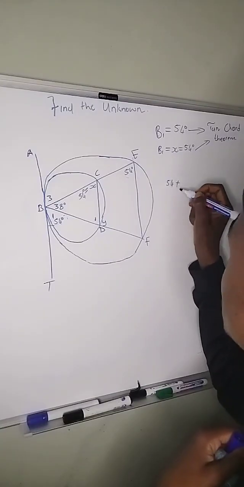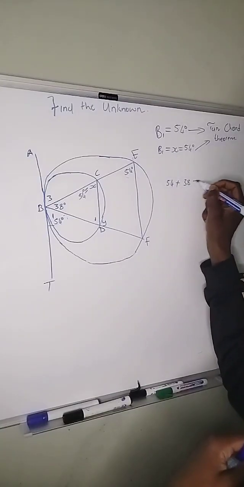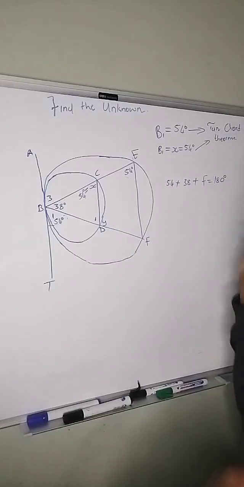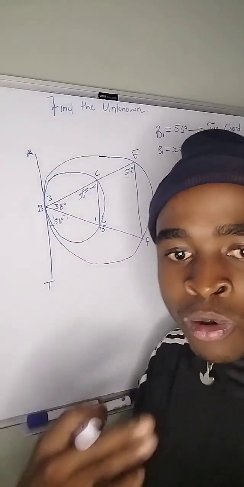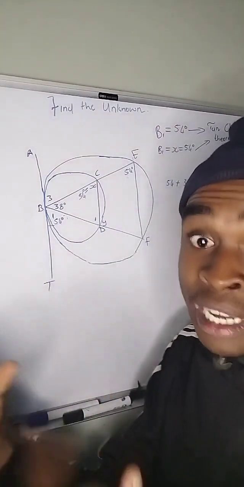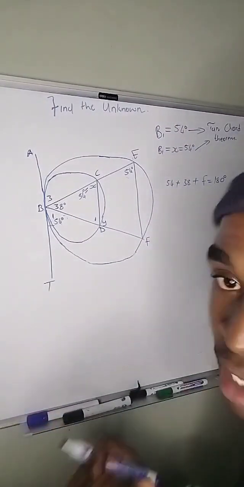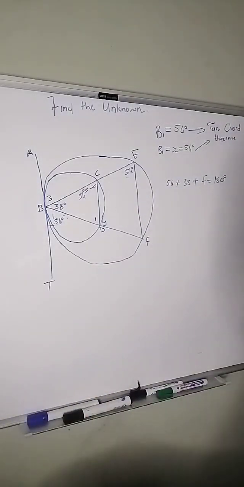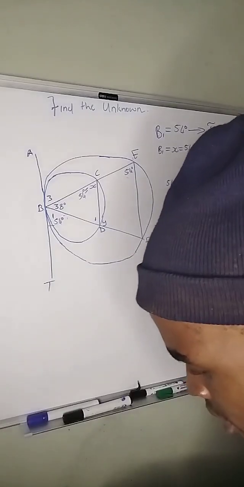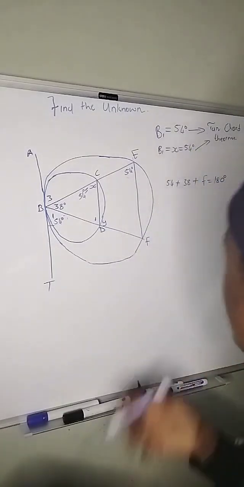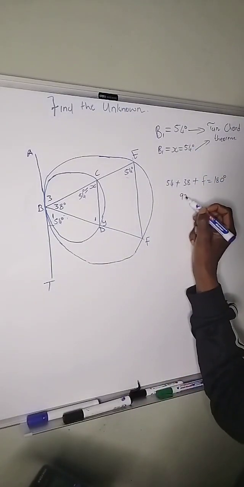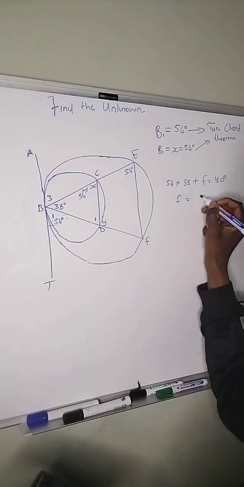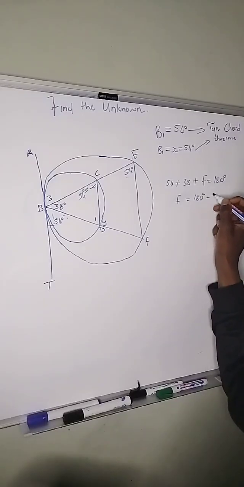54 plus 38 plus f is going to be 180. I don't have to write a reason. This is just for our own practice, ne? I'm just jogging your mind here. So 54 plus 38 is going to be 92. Let me just say f is going to be equal to 180 minus 92.